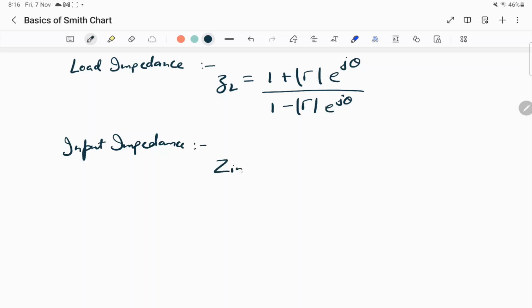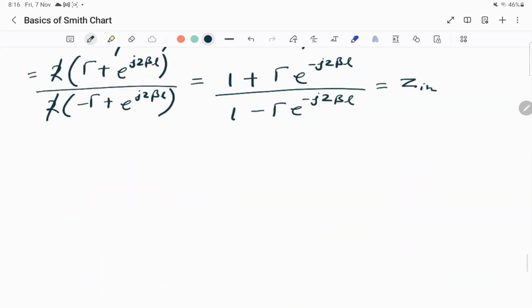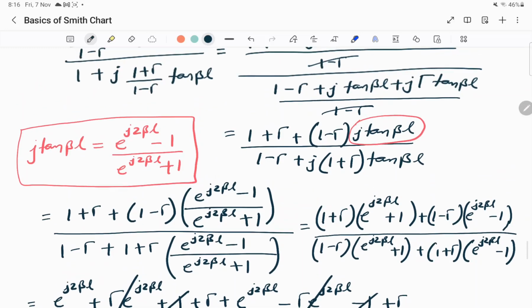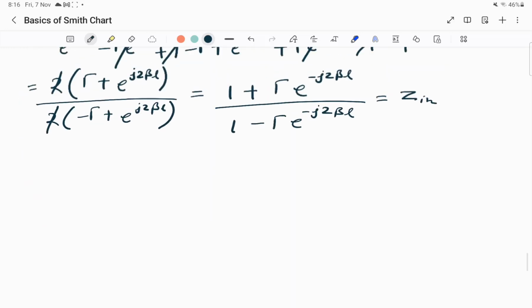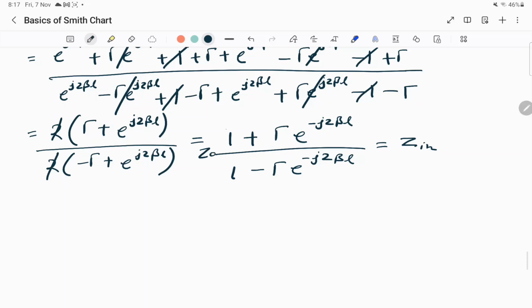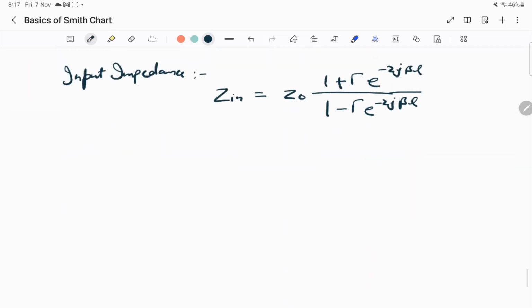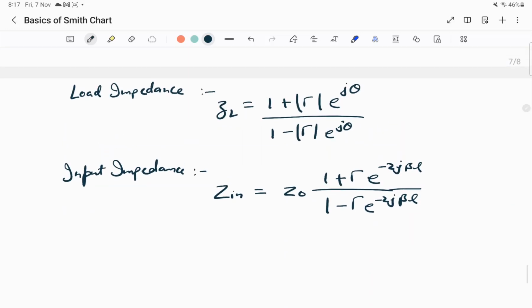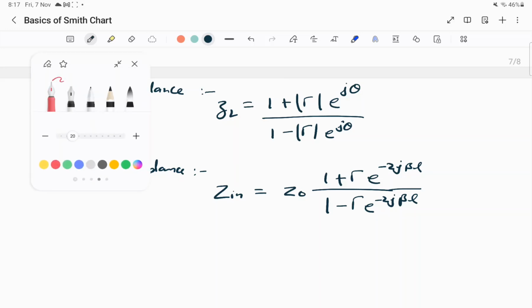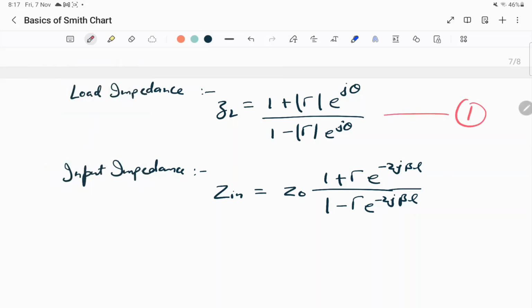which is Zin equals Z0 times 1 plus gamma e to the power minus 2j beta L divided by 1 minus gamma e to the power minus 2j beta L. I think I have forgotten to write Z0 here. So in this formula, Z0 is present everywhere. Now we have these two equations. Let me call this equation 1 and this equation 2.